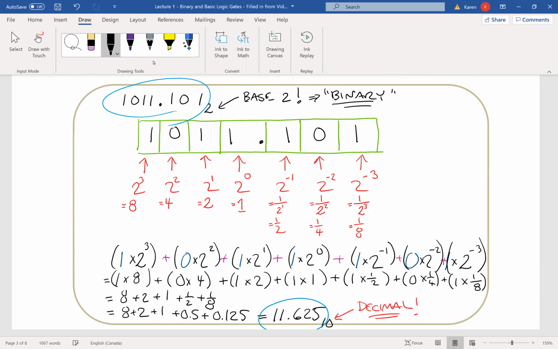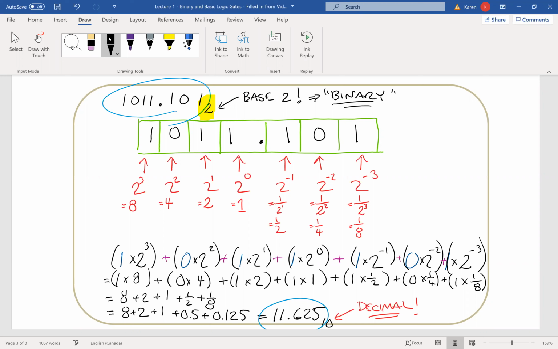1011.101, base 2. Now, right here where I say base 2, that denotes that this is a binary number. This is not the number 1011.101. I know that because it has a subscript 2, which means base 2. If it had a subscript 10, it would mean it's a decimal number 1011.101, but it's not. It's 1011.101 in the digital number system that is called binary. So it is a base 2 system.